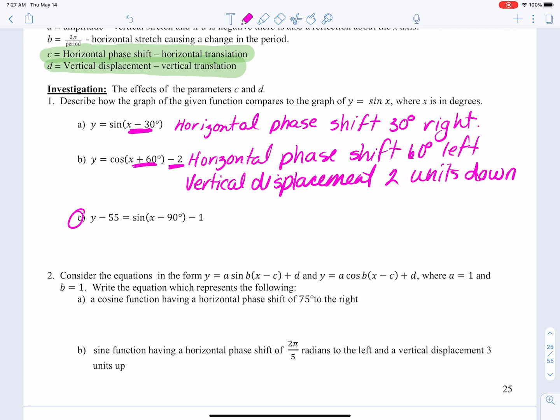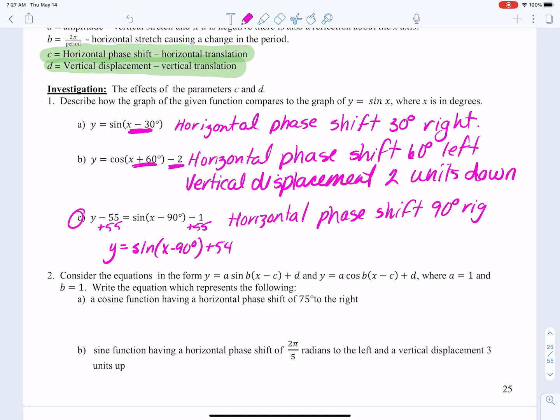All right, C is a little bit different. It's a little bit unorganized, so I'm going to get it organized first. I'm going to add 5 to both sides, and we end up with y is equal to sine x minus 90 degrees plus 4. So this is a horizontal phase shift 90 degrees right, and a vertical displacement 4 units up.